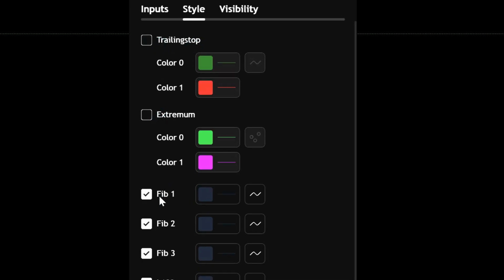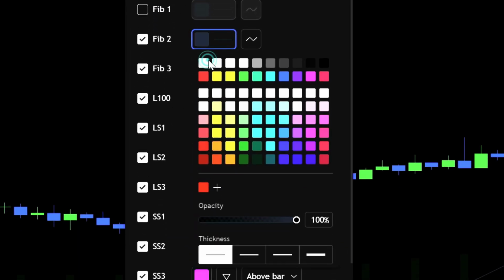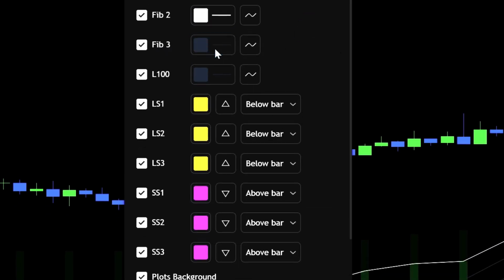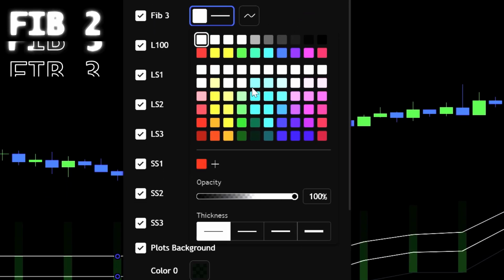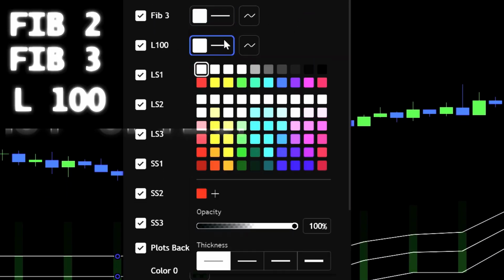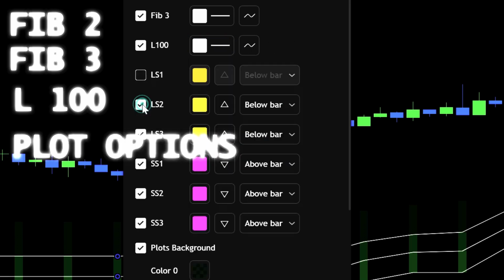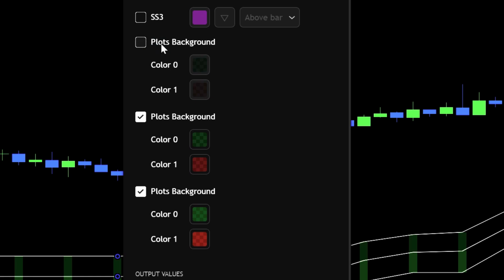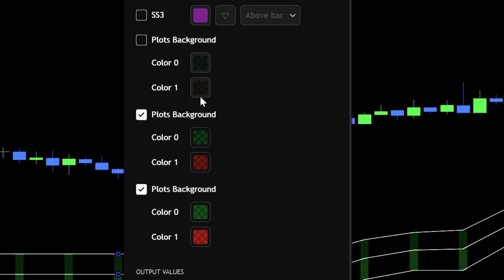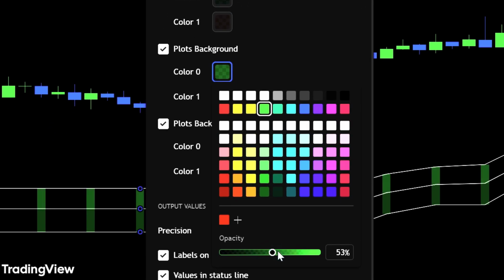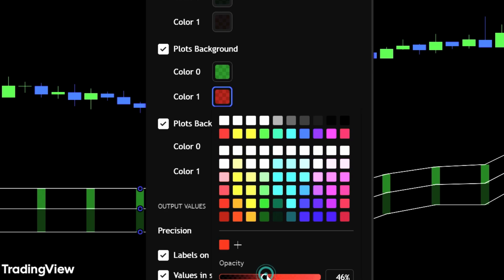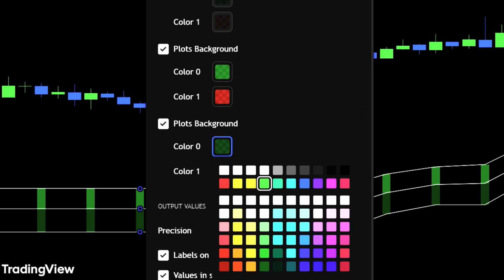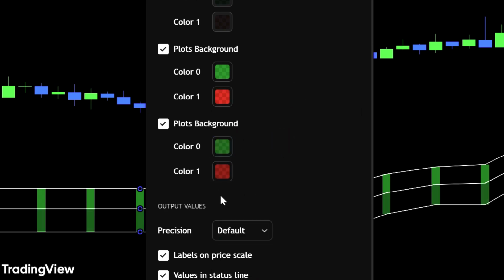Next up, there are some options in the Style tab that can really clutter up your chart, and we want to get rid of those. Here's my recommendation. Only keep these options enabled: Fib 2, Fib 3, L100, and the last two plot backgrounds options. Get rid of the rest. You can also make those Fib lines a bit more visible and even increase the opacity of those plot background options for much better visibility. It'll make your chart super clean and easy to read.